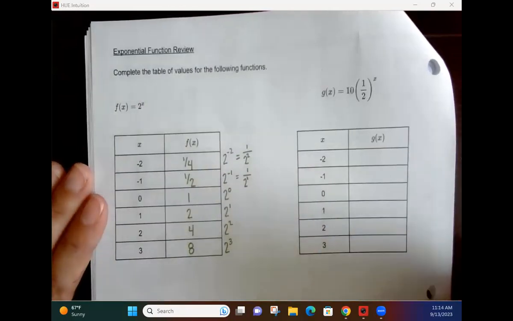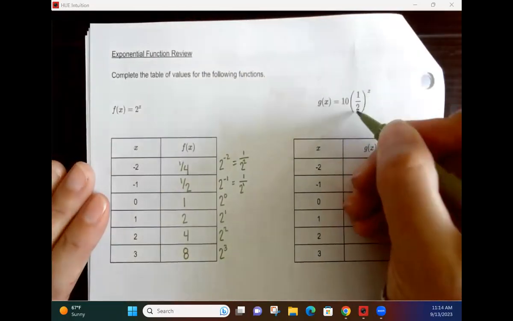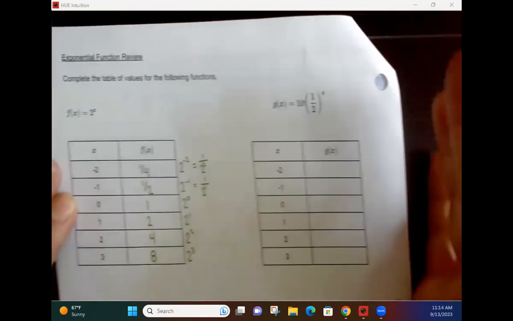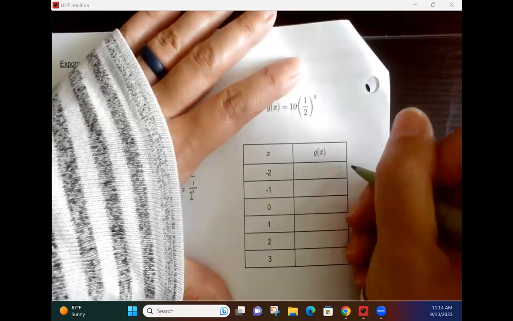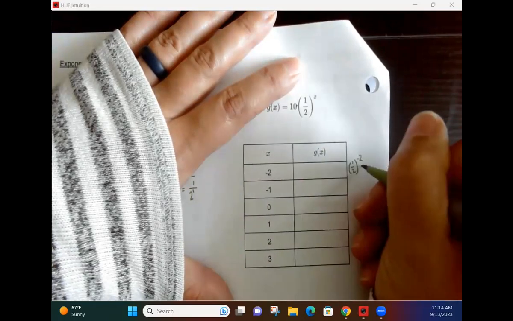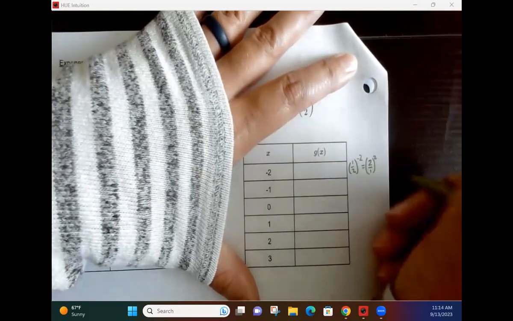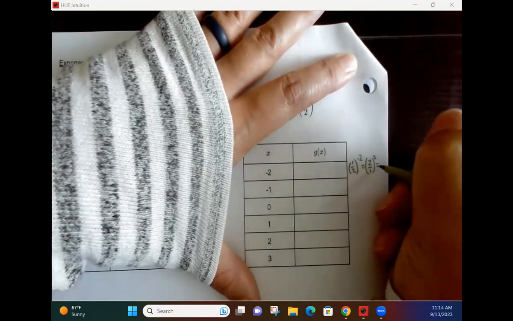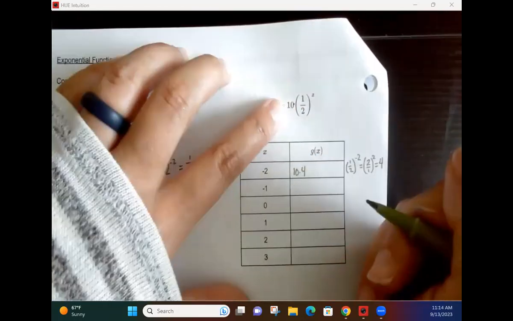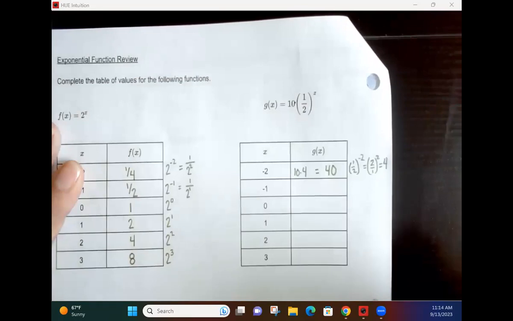Same idea for g of x, but be careful on g of x. Remember to follow order of operations, which says that we do the exponent before we multiply. So the last thing that we will do is multiply. So we'll start with 1/2 to the -2nd power. This tells me take the reciprocal, so that would be 2 over 1 squared. That gives me 4. 2 squared is 4. So then 10 times 4. Remember, the last thing I do is multiply by 10. 10 times 4 gives me 40.